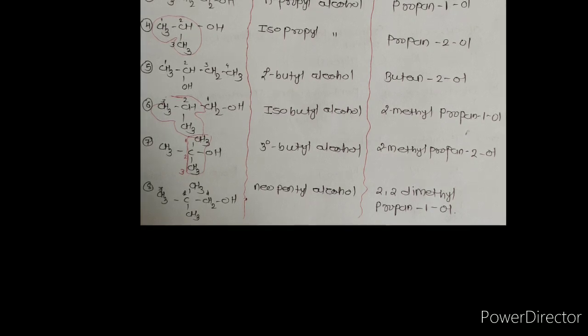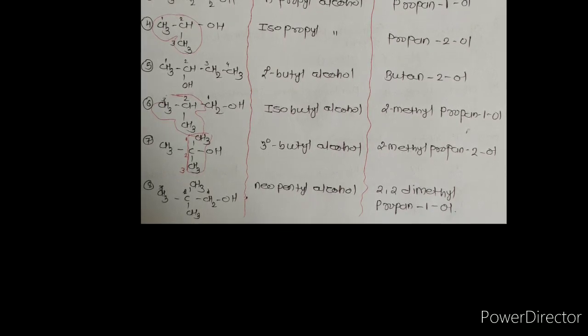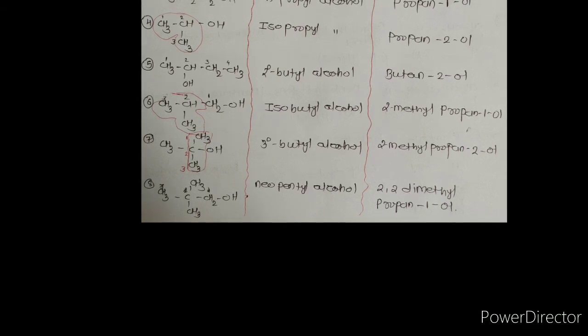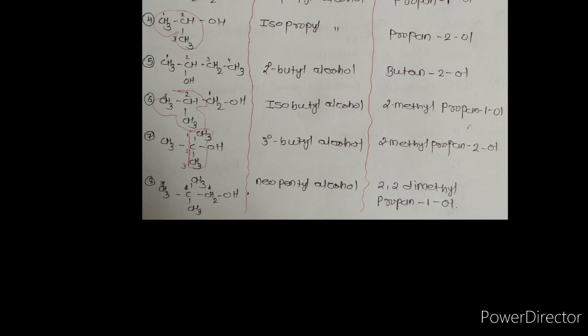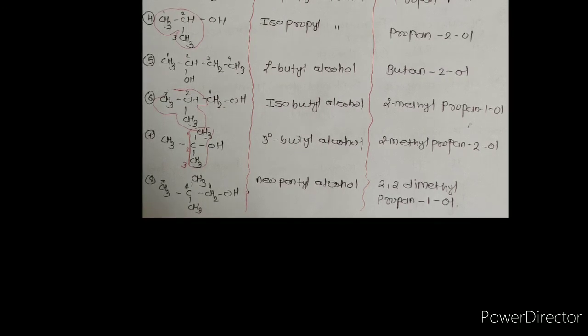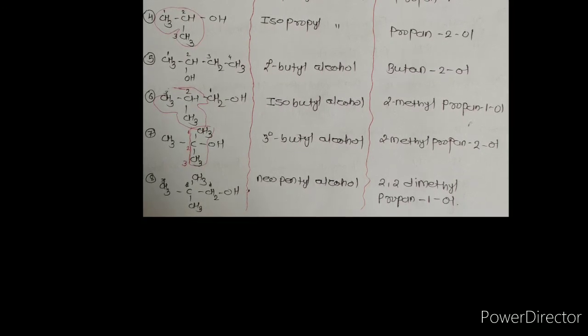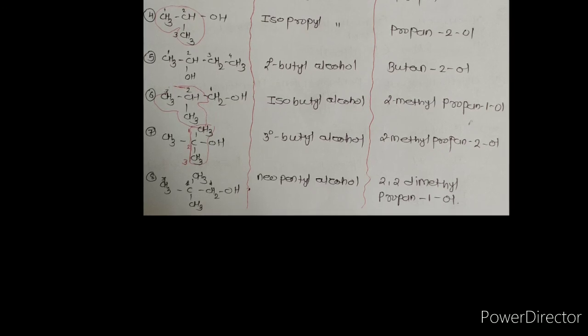And if you are talking about its IUPAC name, then in the longest chain the second carbon contains 2 methyl groups and the OH group is present on the first carbon, so the final IUPAC name is 2,2-dimethyl. 2,2-dimethyl means the second carbon contains 2 methyl groups. Because of this it is 2,2-dimethylpropan-1-ol.